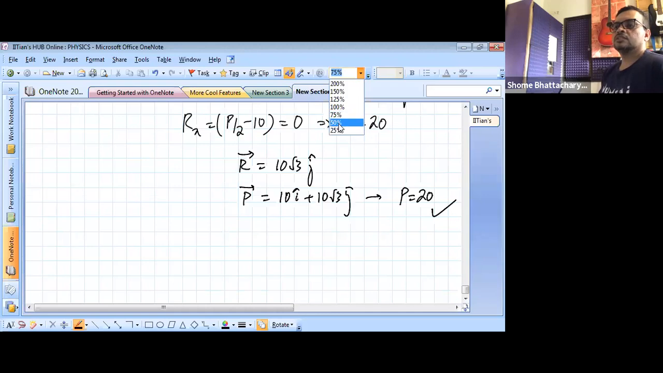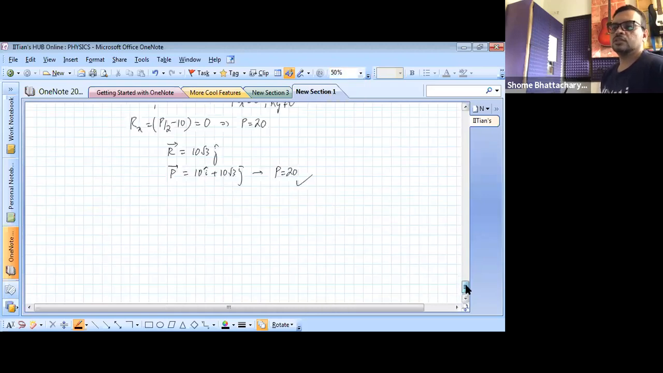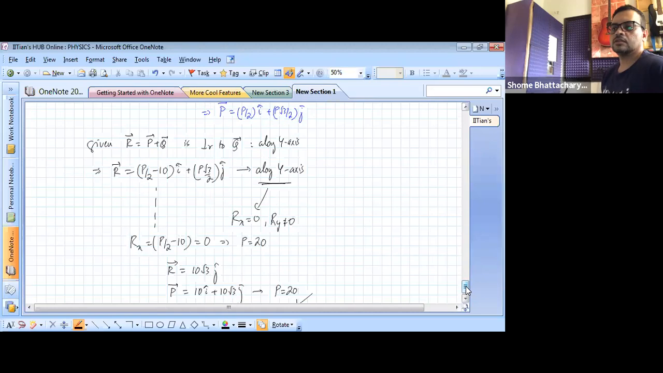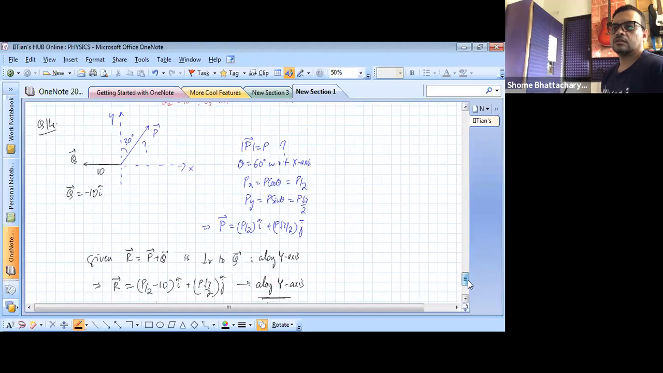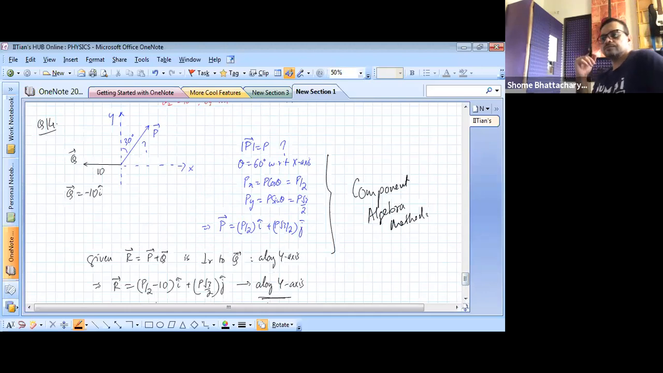Okay, so this is the easy way of doing this question using the component method. So we are using the component algebra method. So people, hope this question is clear to all of you.